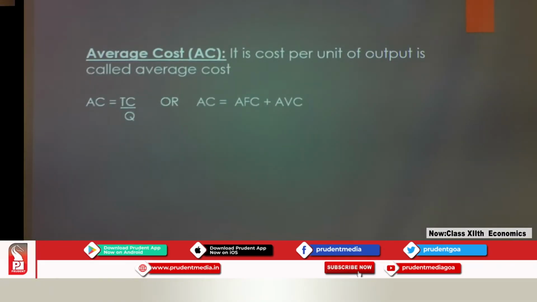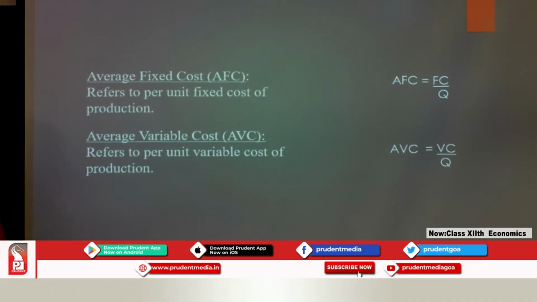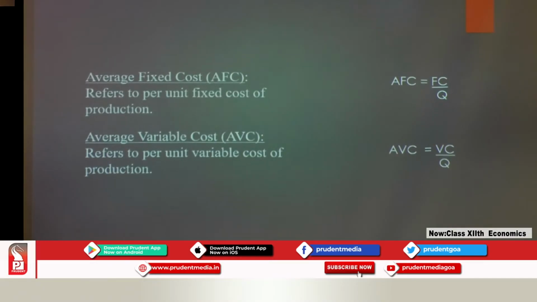Moving on, under average cost we also have the average fixed cost and the average variable cost. For the average fixed cost, AFC will be FC divided by Q. So we are considering only the fixed cost, not the total cost. Fixed cost divided by the quantity that you have produced, you will get average fixed cost, and variable cost divided by the quantity produced, you will get the average variable cost.